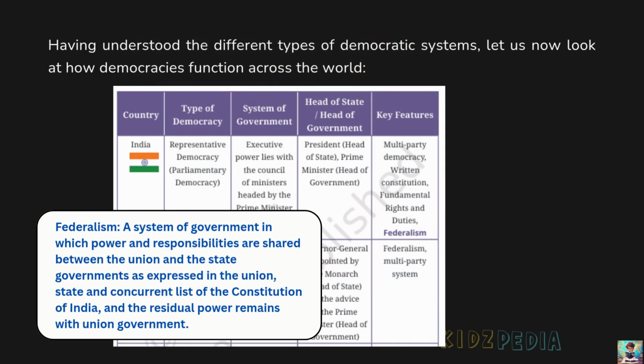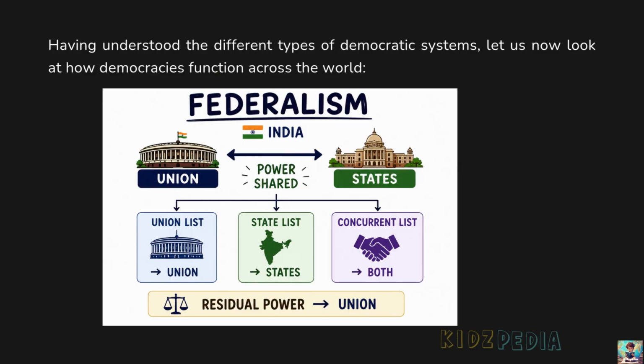Federalism, a system of government in which power and responsibilities are shared between the union and the state governments as expressed in the union, state and concurrent list of the Constitution of India, and the residual power remains with union government. So now let's understand the meaning of federalism.